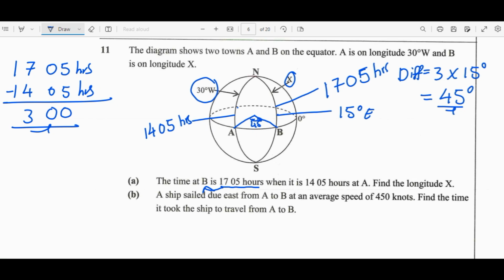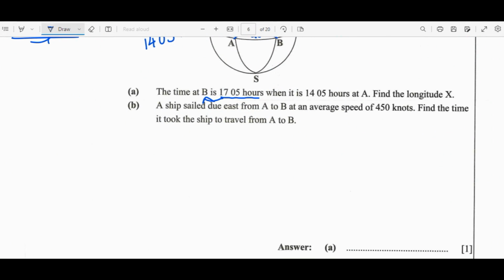Now let's move on to question B. Under question B, a ship sailed due east from A to B at an average speed of 450 knots. Find the time it took the ship to travel from A to B. So say speed is equal to distance over time. Speed is equal to distance over time.